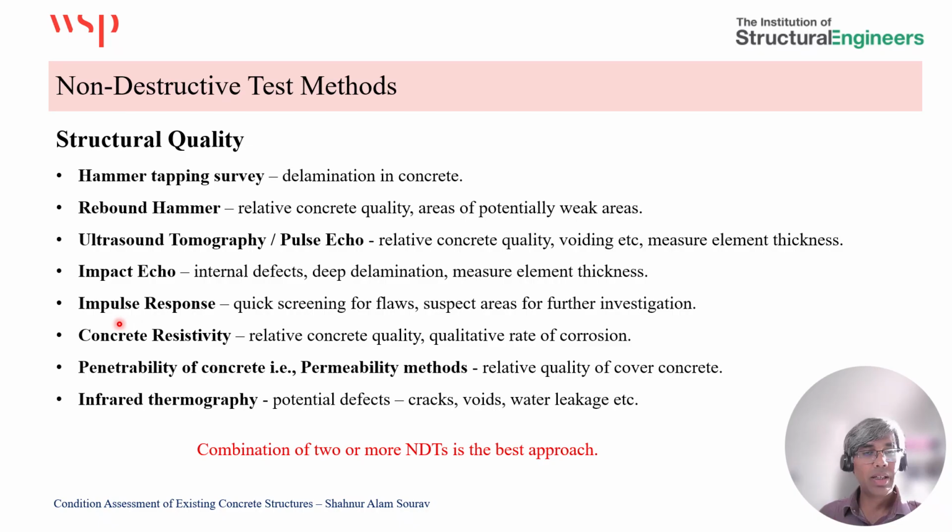So these are the typical methods that we employ when it comes to structural quality: rebound hammer, and hammer tapping. So this is the hammer tapping survey to find out delamination in concrete. This is separate. Rebound hammer is separate to tapping. We can employ ultrasonic tomography or pulse echo. It can provide us information about the relative quality, voiding, or it can measure element thickness. Impact echo, we can employ impulse response.